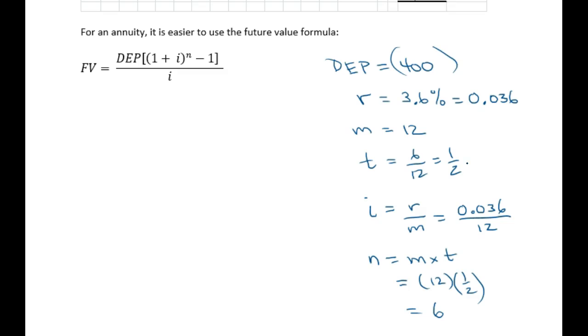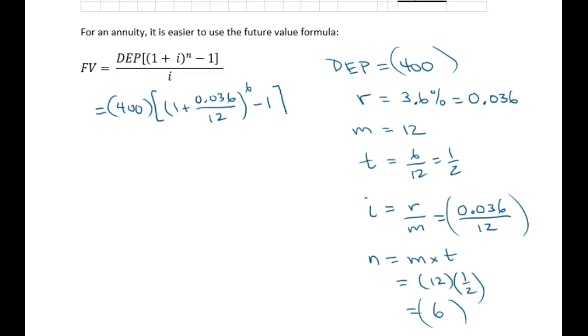So we need our 400, we need our I value, and we need our N value to substitute into this formula. So 400 multiplied by our square bracket, so 1 plus I, which is 0.036 over 12, to the exponent 6, minus 1 in brackets, all divided by I, which is 0.036 over 12. So please, again, make sure that you're thinking about following BEDMAS. We do need to do this bracket first, exponent, subtract, then our multiply, then our divide.